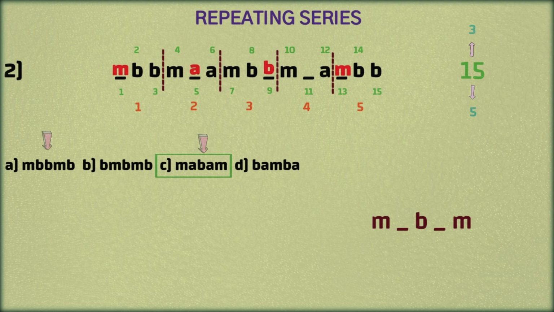So thus M-A-B-A-M, option C, is the most perfect fit for this repeating series example, and thus we complete the series as MBB, MAA, MBB, MAA, MBB.